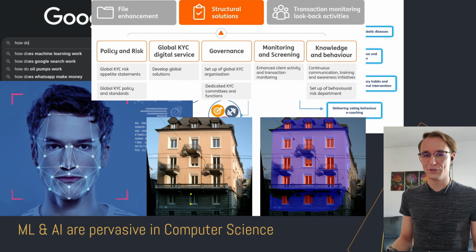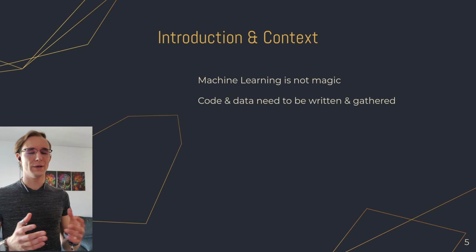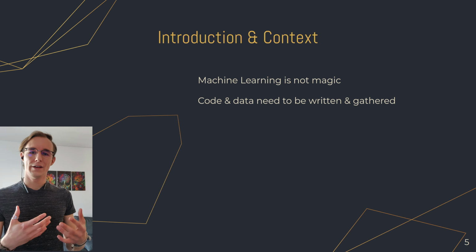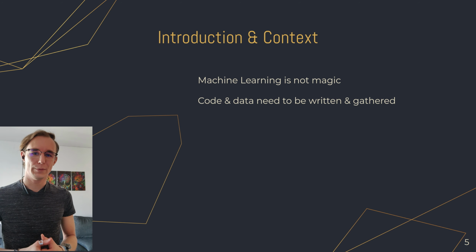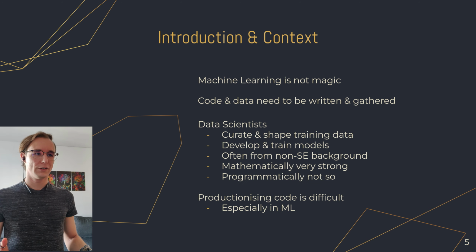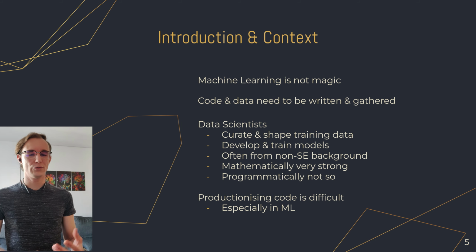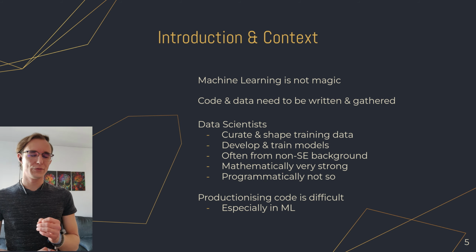But as much as it may seem so, machine learning is still not magic. It is basically just code and data put together, and this code and data needs to be written and needs to be gathered somehow. The people who do this are generally data scientists. They curate and shape the training data, they develop and they train the models that are being used, but often they're not from a software engineering background.